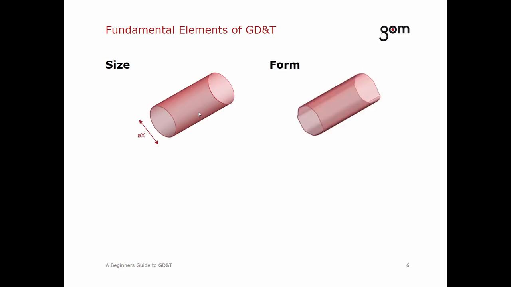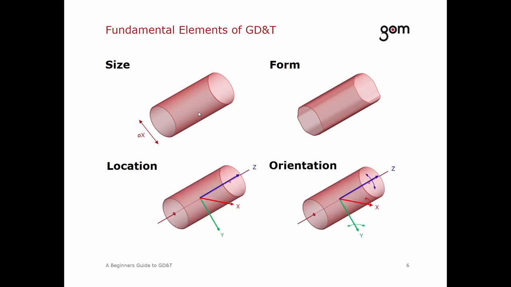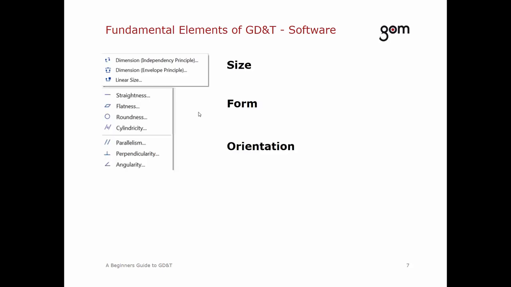So the general question is, what describes an element regarding its function? Well, first of all, it's the size. Then also the form of an element is important. Of course, the position of the element and also the orientation. These four fundamentals are essential to describe a part regarding its function. You find this structure also in the menu structure in the software. The order here is also size, form, orientation, and location.